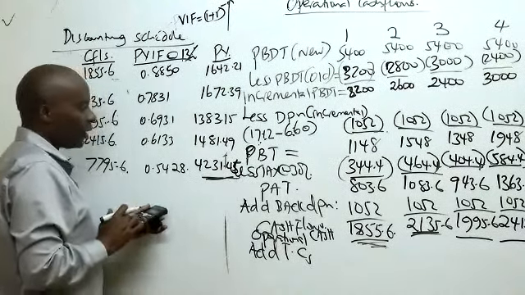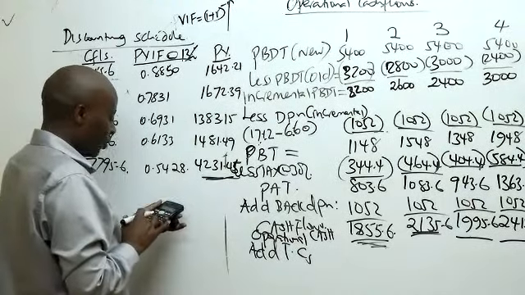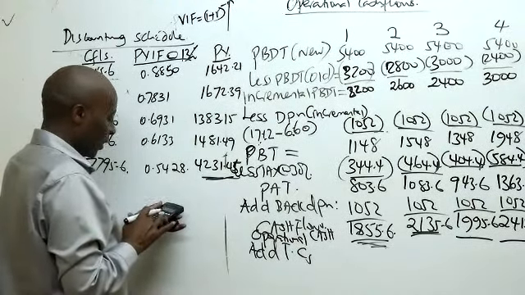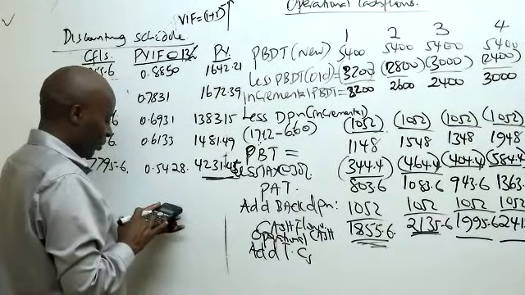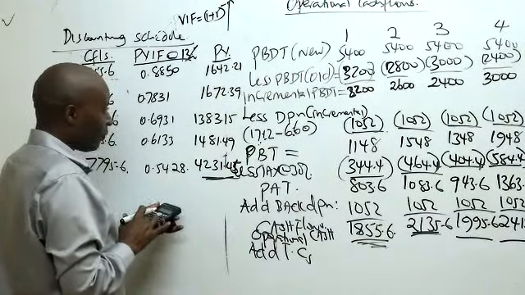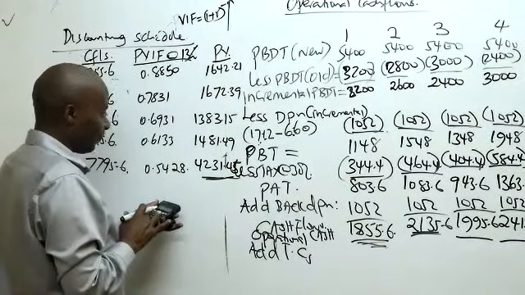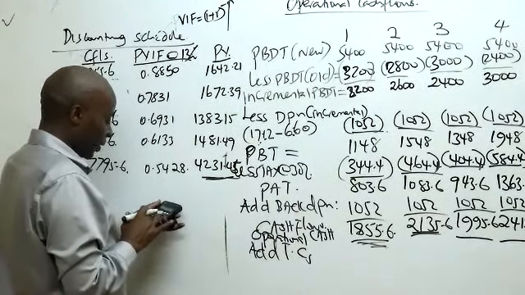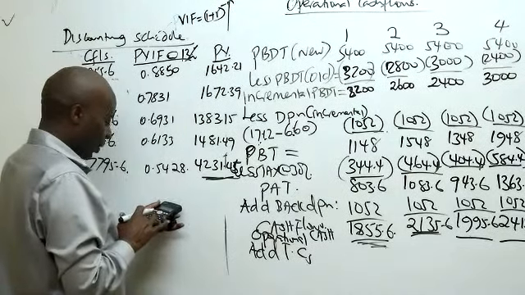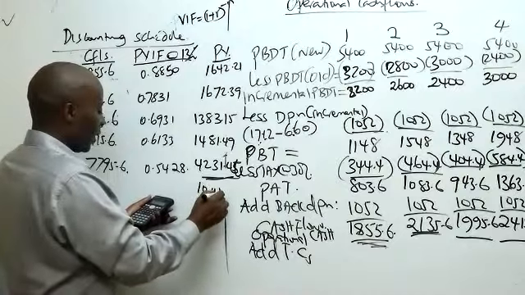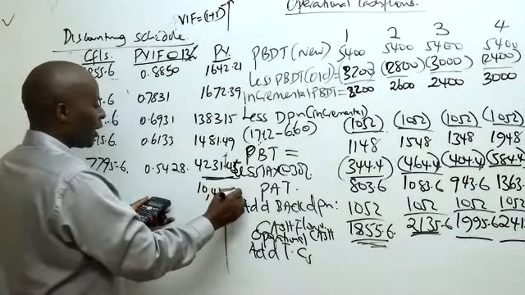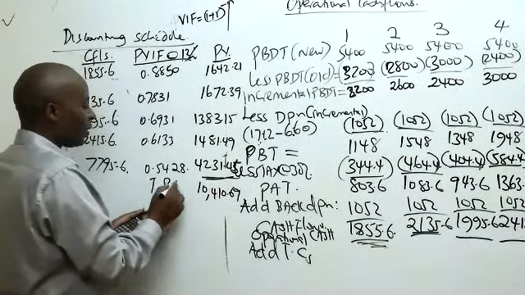So come and add up everything. 4231.45 plus 1481.49 plus 1383.15 plus 1672.39 plus 1642.21, giving us 10,410.69. This is our total present value.